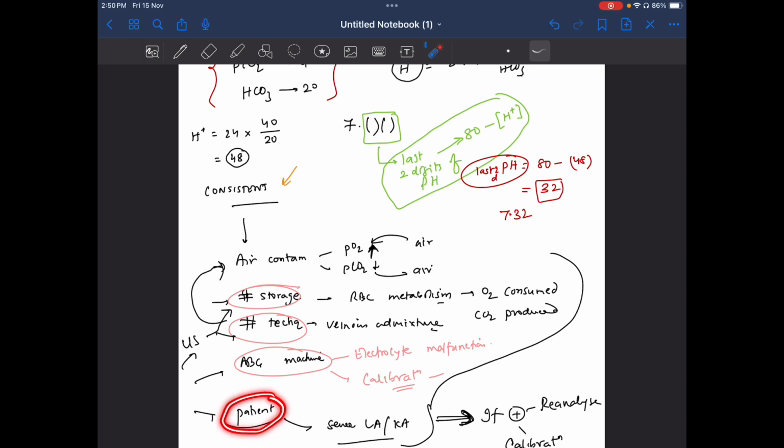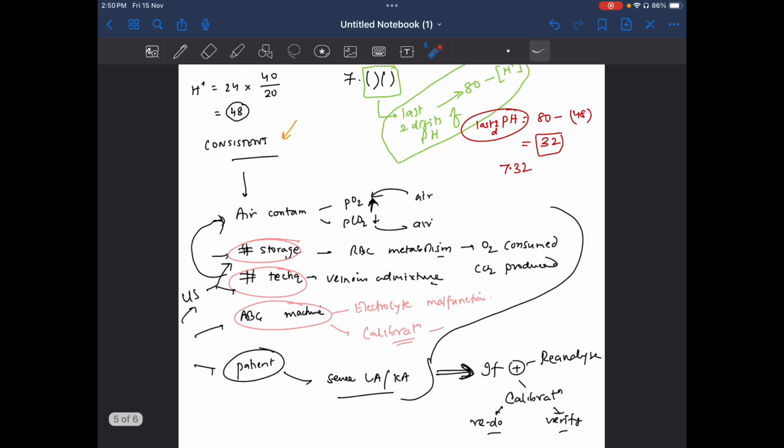The second thing is about the patients. Sometimes, in cases of severe lactic acidosis or ketoacidosis, the internal consistency may seem inaccurate. So that is the patient, and the other two are the problem with the technique or the problem with the storage. That is the problem with us, the ones who are taking the ABG or storing the ABG sample.